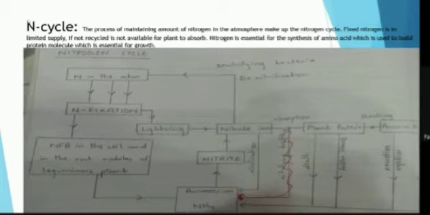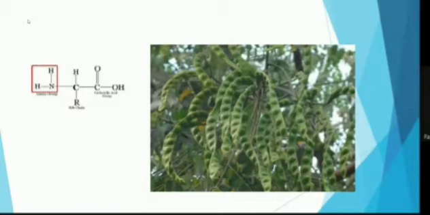Okay class, what's the importance of nitrogen? What is the importance of nitrogen and why nitrogen is needed to be cycled? Nitrogen is essential for the synthesis of amino acid, and we all know that the amino acid are the building block of protein. So if there is no nitrogen, then there won't be any amino acid, and if there isn't any amino acid, then there won't be any protein formation. And we all know that protein is essential for growth. Protein is essential for the formation of muscles and other structures.